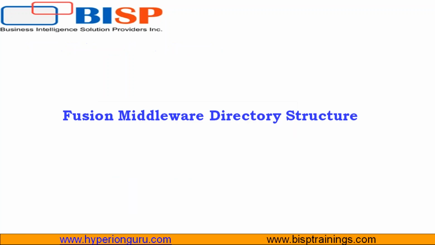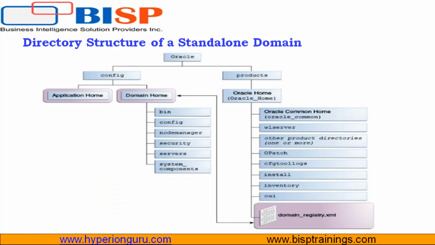Right, so now we understood what the domain is, and let's briefly get into the directory structure. This is the directory structure for 12c and how it looks. So you have Oracle at the top. When you install, although you can change it if you want, it's good if you keep it that way, so you follow this directory structure. This is how it gets created. You will have Oracle at the top, followed by config and products. These two folders will be created.